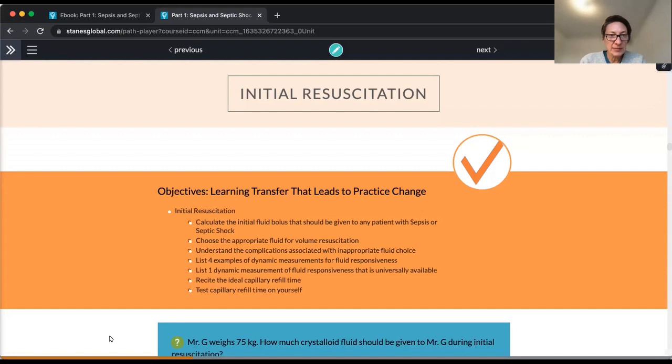List 4 examples of dynamic measurements for fluid responsiveness. So think PPV, or the passive leg raise test, for example, or an echo and ultrasound. List 1 dynamic measurement of fluid responsiveness that is universally available. Recite the ideal capillary refill time and test capillary refill time on yourself.